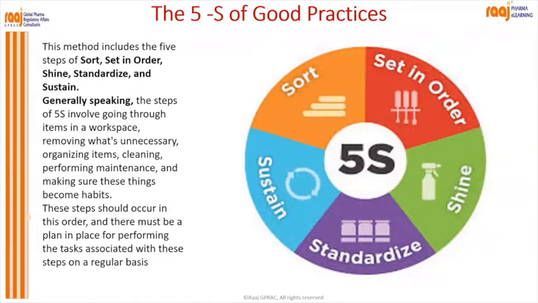So generally speaking, the steps of 5S involve going through items in a workspace, removing what is unnecessary, organizing items, cleaning, performing maintenance, and making sure all things become habits. As I said, habit becomes culture, culture becomes your attitude. And these steps should occur in this order only. And there must be a plan in place for performing the tasks associated with these steps on a regular basis.